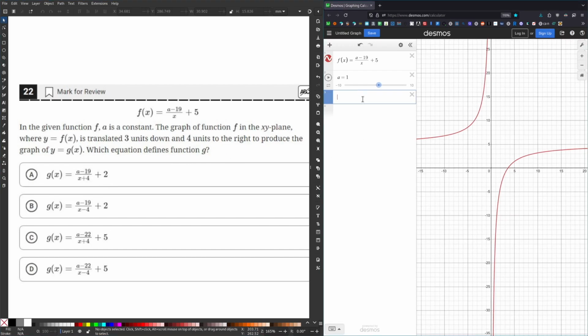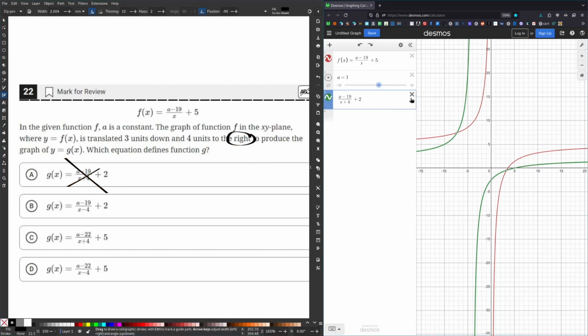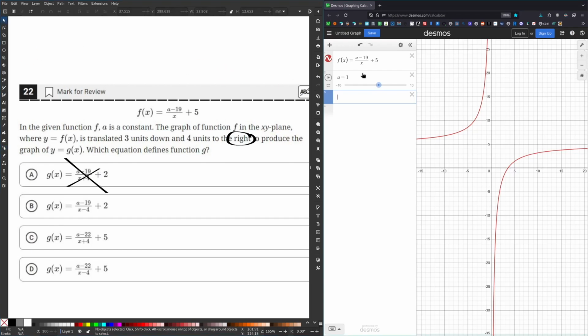Okay, so let's graph this first one. A minus 19 divided by x plus 4 plus 2. Okay, so for this one, we know it can't be it since it moved to the left instead of moving to the right as we want. So it can't be answer choice A. Let's try the next one. A minus 19 divided by x minus 4 plus 2. Okay, this one does move down and it does move to the right. So this is a good candidate answer choice.